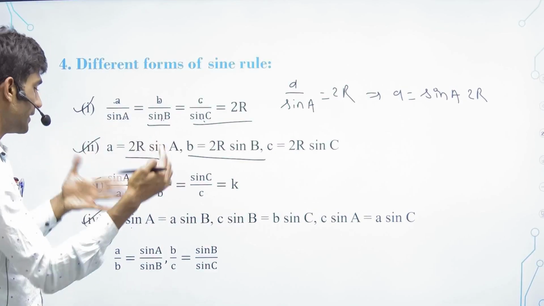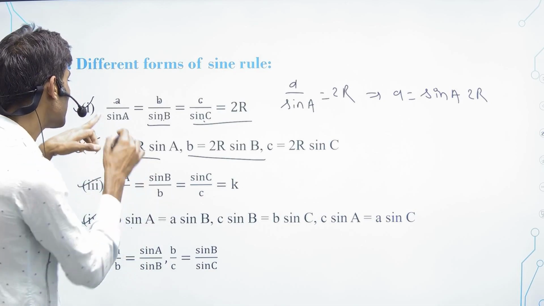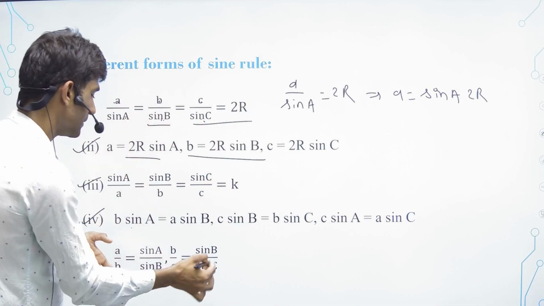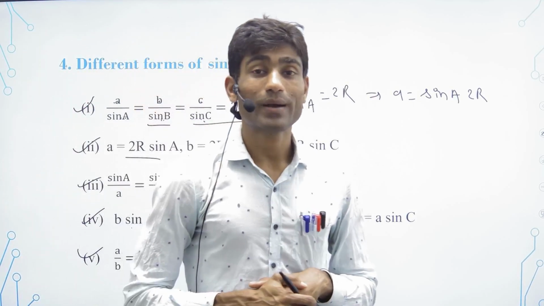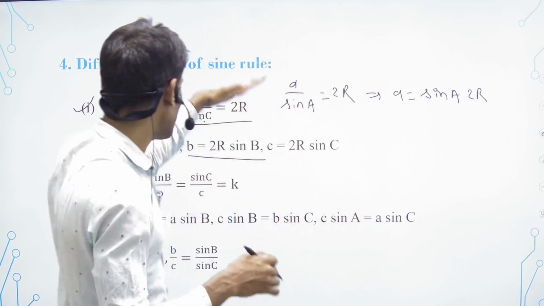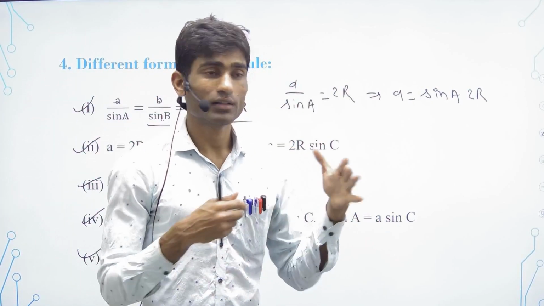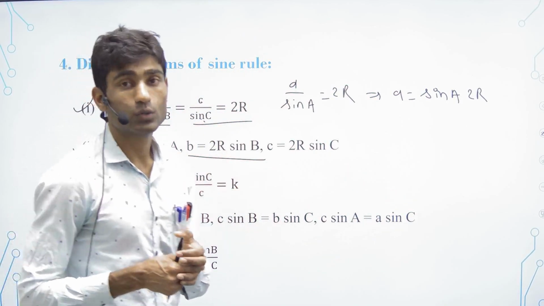And in the next part, we are taking only the ratio between these two trigonometric terms, like sine A upon sine B, which is equal to A upon B. Similarly, you can prove this identity over here. I hope that you all have understood my complete proof and the different forms of the sine rule.